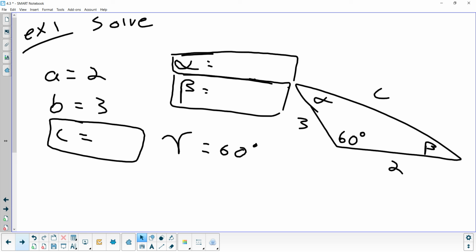But looking at that information, what kind of triangle is that? Ava? Side angle side. Yep, that's a side angle side. You've never had a problem like that up until now. We've never had two sides and the angle between them because we couldn't do it. But now we can.